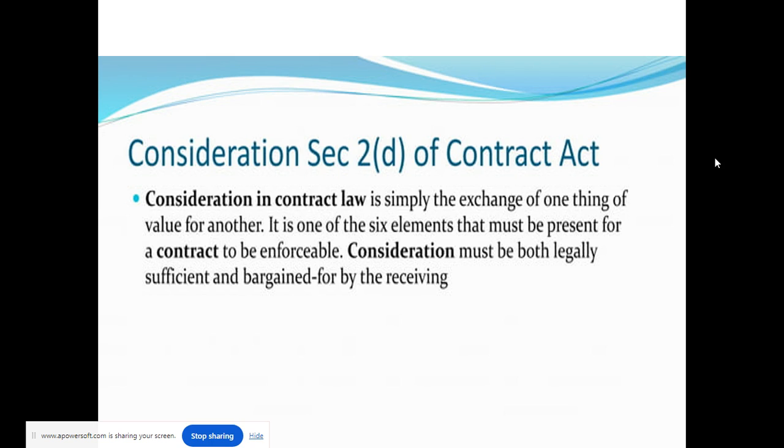So, case to case, this consideration varies because here comes the purpose to establish the legal relationship.